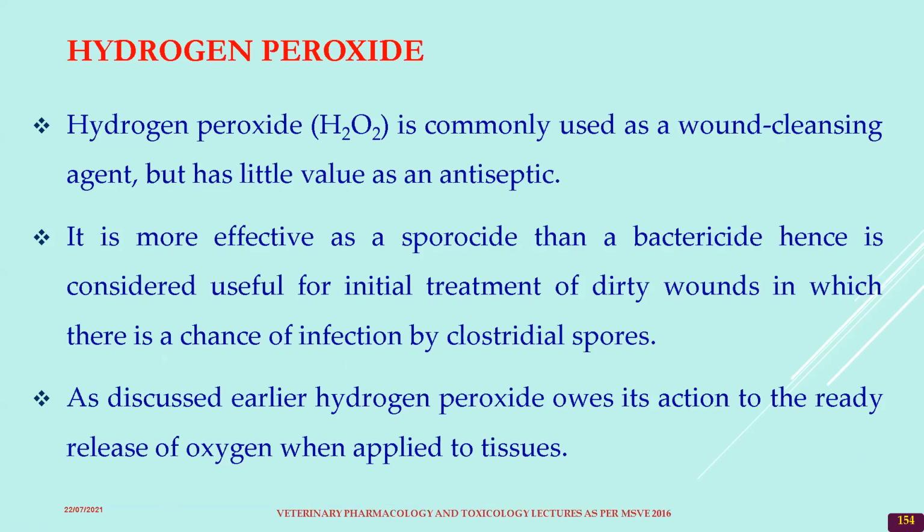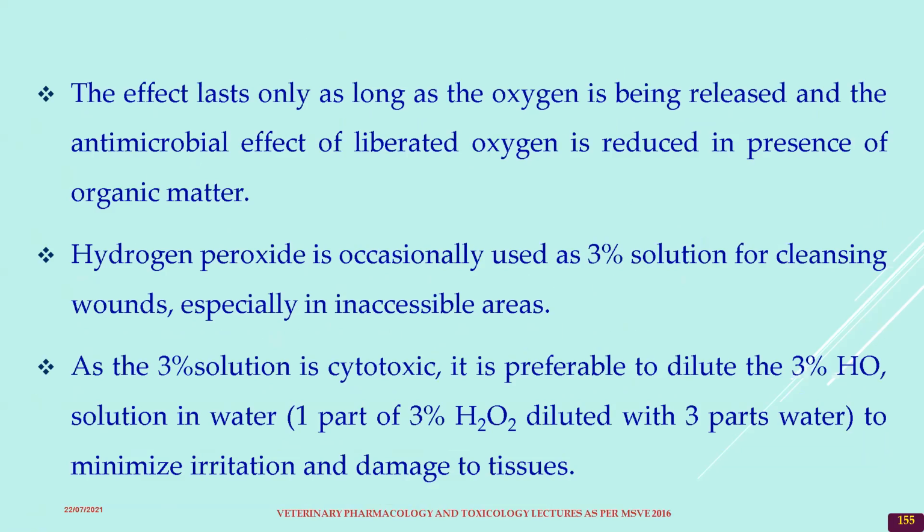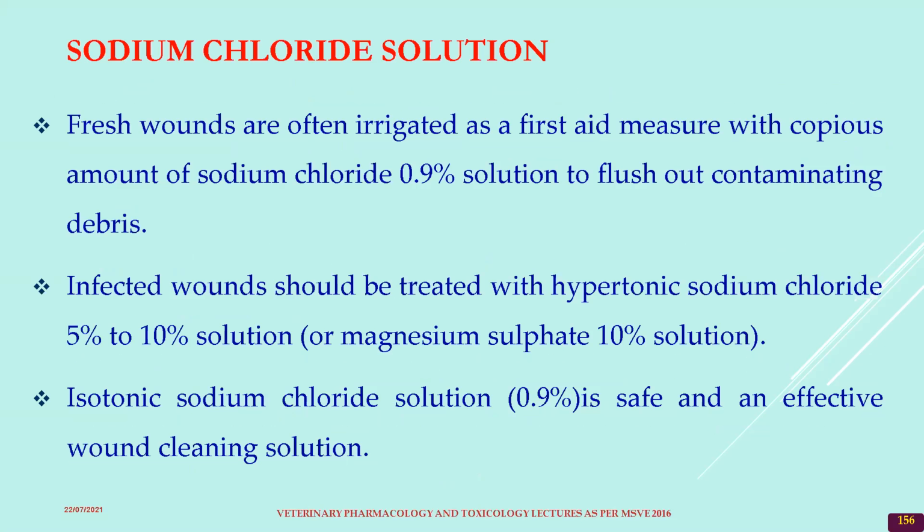Then hydrogen peroxide, we have dealt with it, but it's a sporicidal agent, though sometimes it is also toxic, as we have already discussed. So the effect lasts only as long as the hydrogen peroxide is there, and it produces nascent oxygen, or the hydrogen peroxide will destroy the spores of certain bacteria and is used as a 3% solution. Sodium chloride, the common salt solution, even fresh wounds can always be washed with sodium chloride, that's 0.9%.